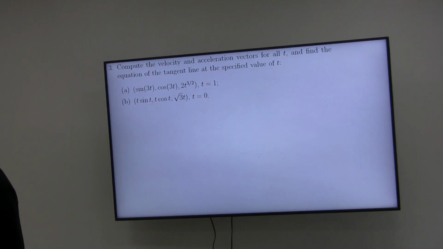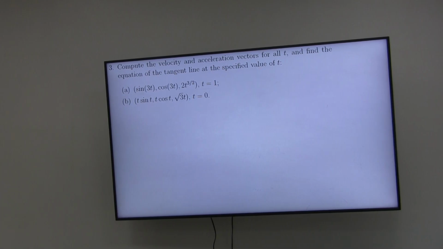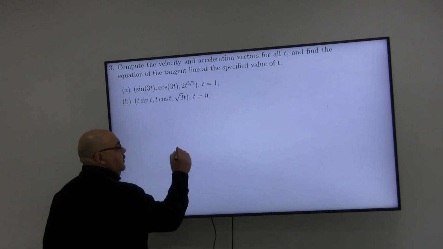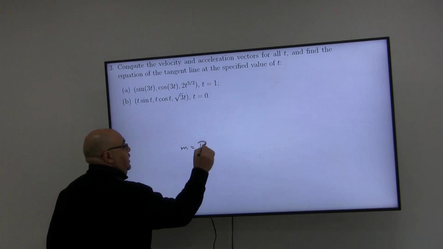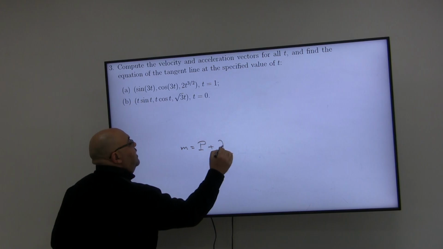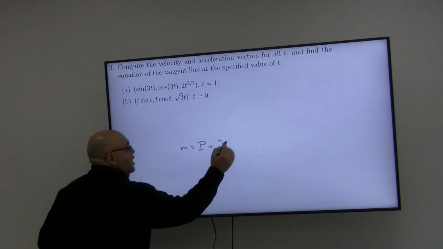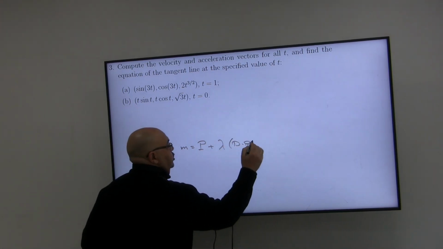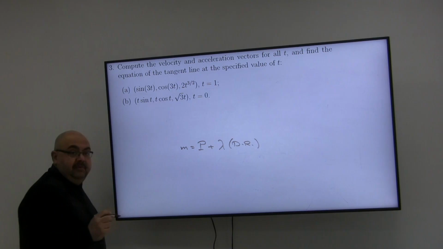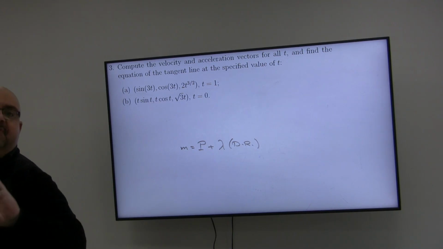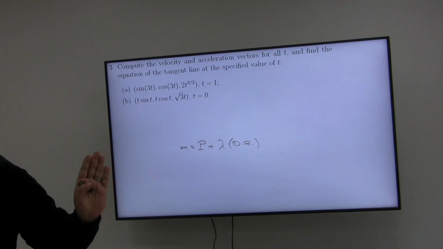Any tangent line can be represented easily by a point and the direction ratio, or a vector. By a point and a vector. This is the parametric representation of any straight line. So any straight line, let's say n, is going to be a point plus some constant, which you will have to choose, times the vector, which is the direction ratio. We already know from the previous slides that the first derivative is the direction vector of the tangent.